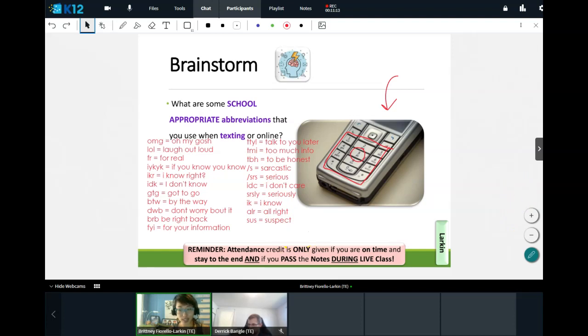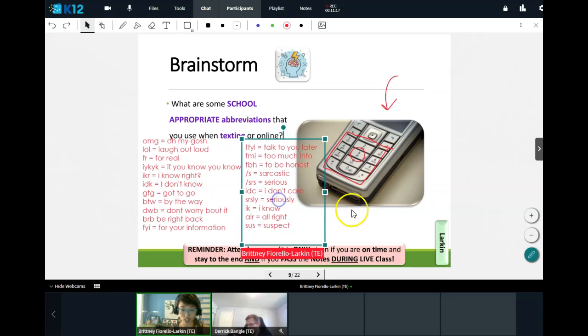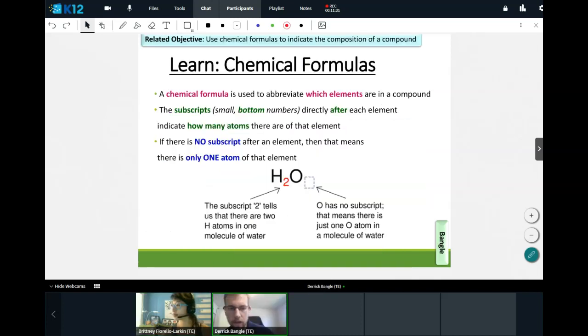So we use abbreviations all the time. You just proved this to me. You just showed me all the abbreviations that you know. And abbreviations are also important in chemistry. So let's go ahead and talk about how they're important in chemistry as well, and take a look at what chemical formulas are.